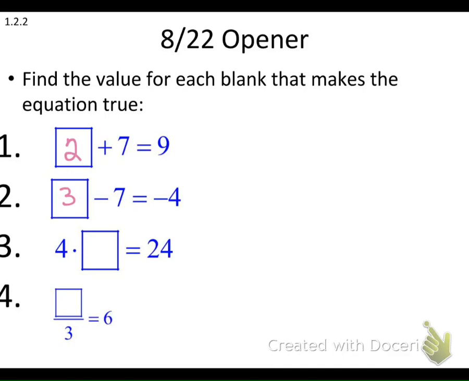4 times what equals 24? 6. And then the last one, what's this bar mean to do? So what divided by 3 will equal 6? 18. If you take 2 times 3, you'll get 6. But if you take 2 divided by 3, you'll get some long decimal. But 18 divided by 3 will equal 6.